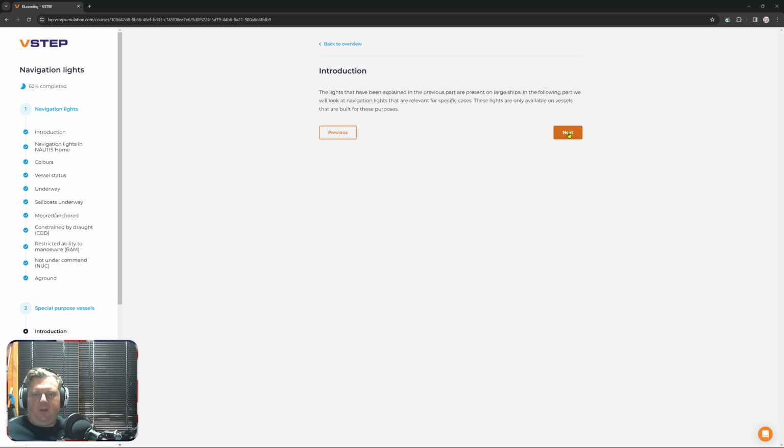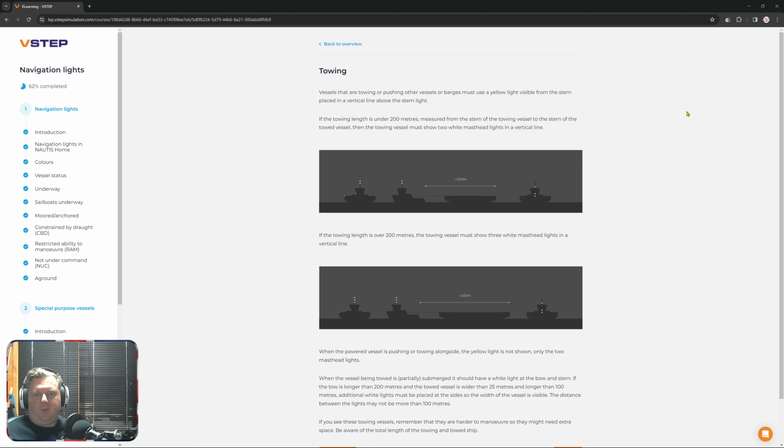The lights that have been explained in the previous part are present on larger ships. In the following part, we will look at navigation lights that are relevant for specific cases. These lights are only available on vessels that are built for these purposes. Vessels that are towing or pushing other vessels or barges must use a yellow light visible from the stern, placed in a vertical line above the stern light.